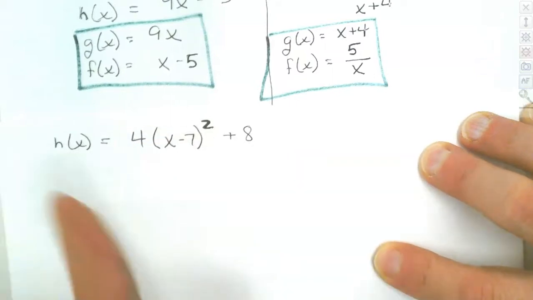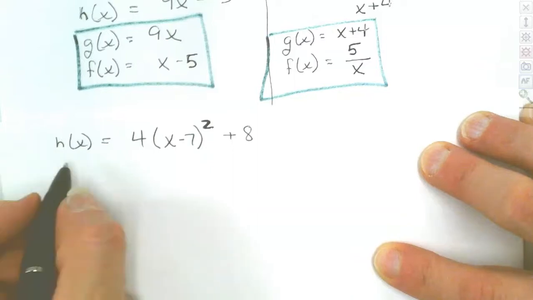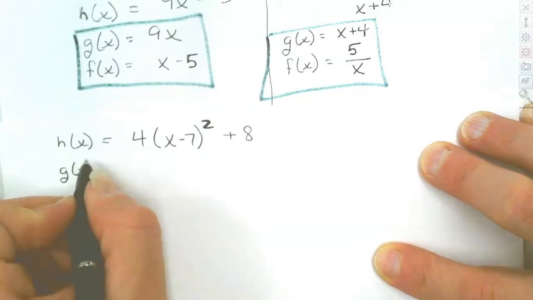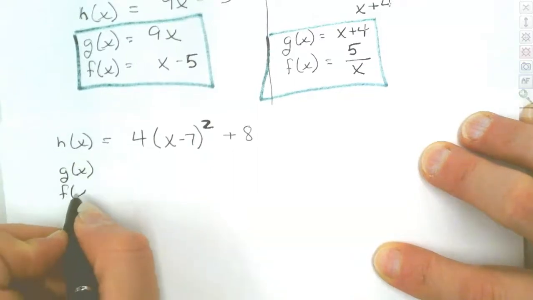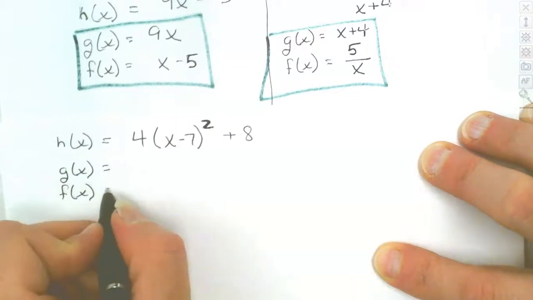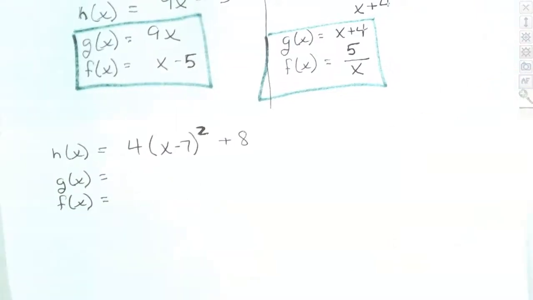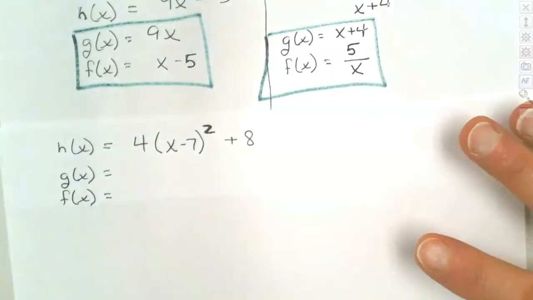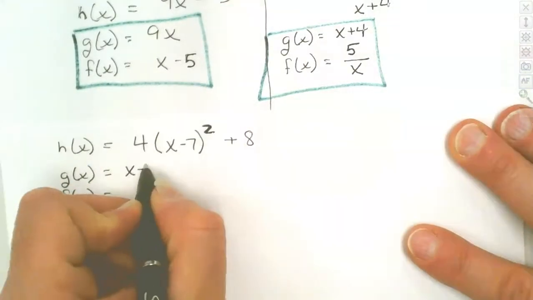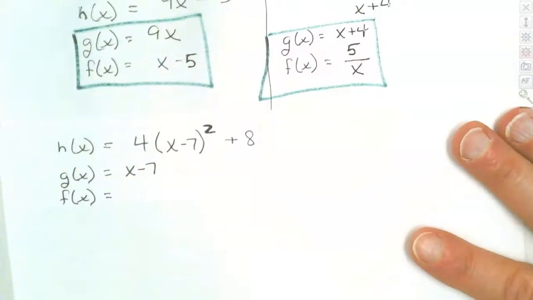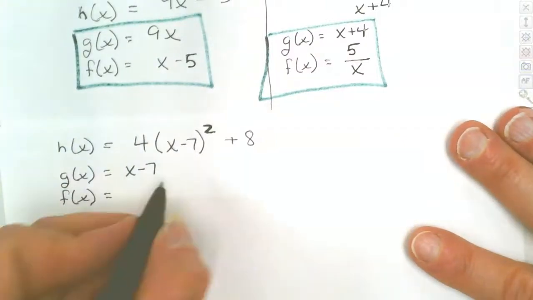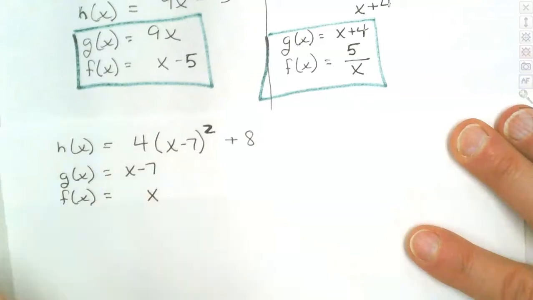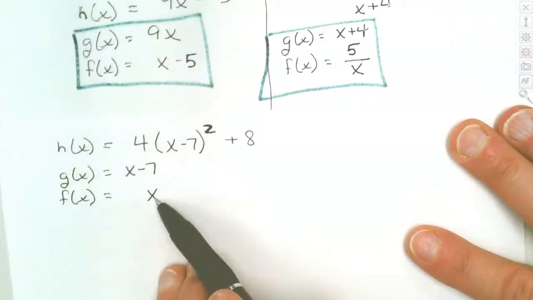Now we can only do 2 operations. Order of operations says we do what first? Parentheses first, right? What's inside of our parentheses? x minus 7. Easy enough. That's your g. Now what about your f? Well, you bring down the x, because that's that result there, so it comes down.